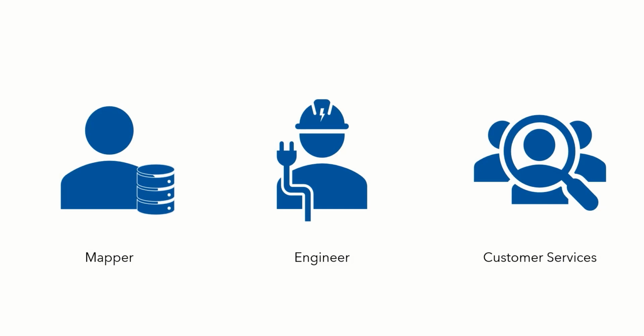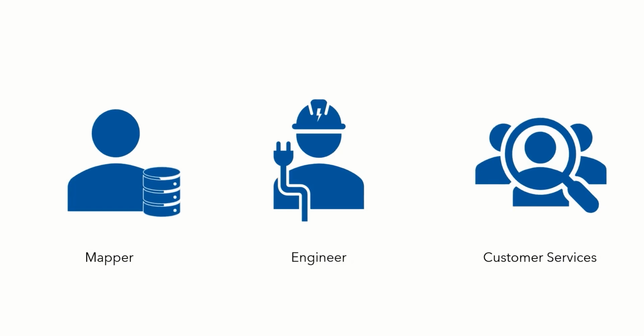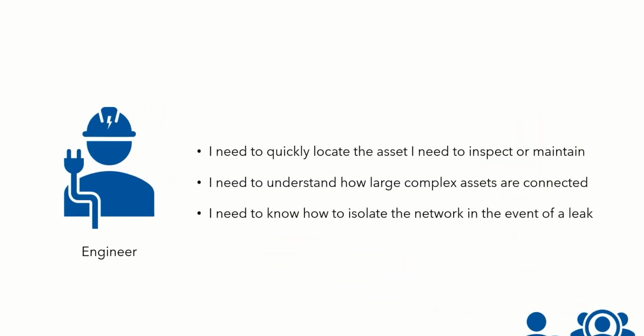Now let's consider how an engineer would use the Utility Network Editor. For this user, the editing that was just performed by the mapper is really important for them to be able to quickly locate assets that need inspecting or maintaining and to be able to perform accurate tracing analysis. The engineer can access the latest view of the water utilities network data out in the field on a tablet device, and if there's a leak or an incident, understand how to isolate and protect the network. Let's take a look at some of those workflows.